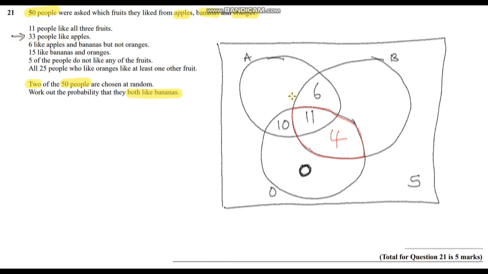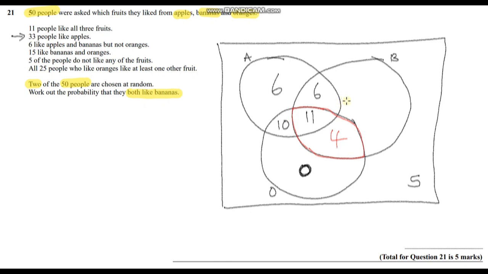Now we can come back to this statement here. 33 people like apples. So add these up and take them away from 33. So 10 plus 11 is 21. 21 plus 6 is 27. So 33 take away 27 is 6. I think that's right. So 12, 23, 33. Yeah, that is right. Right, okay.